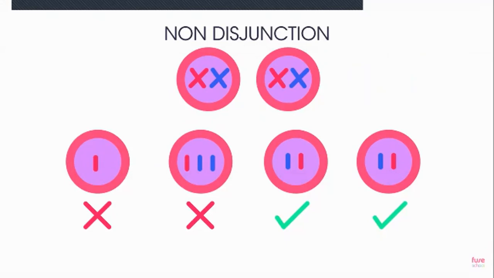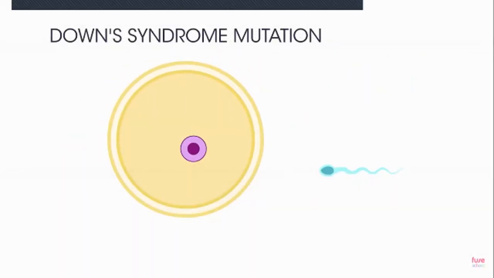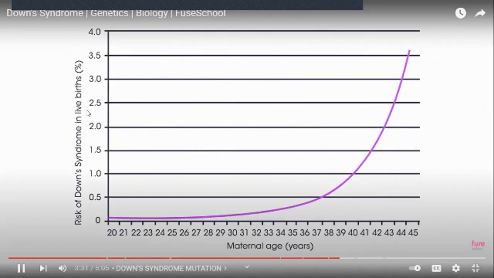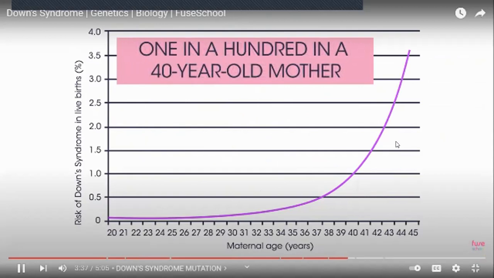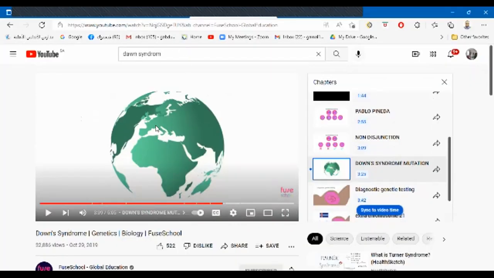This is less likely to happen with a 21st chromosome because it is relatively small. The Down syndrome mutation appears to occur in the production of ova rather than sperm, and its incidence increases with the age of the mother. The chance increases from approximately 1 in several thousand in a teenage mother to 1 in 100 in a 40-year-old mother.